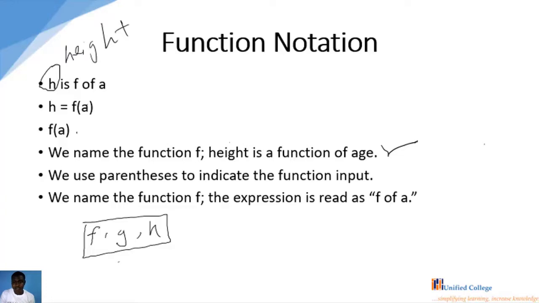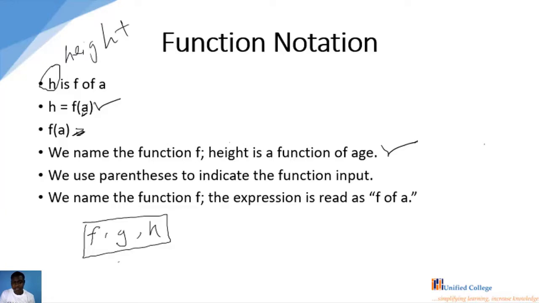We use parentheses to indicate the function input. As you can see here, our input is a, so we put a in parentheses. And then finally we name the function f. The expression is read f of a. So as you can see here, this expression is read f of a. Remember, we can use any letter to name the function.